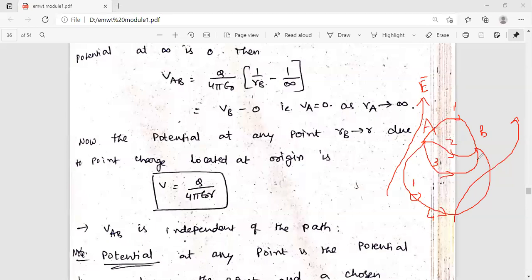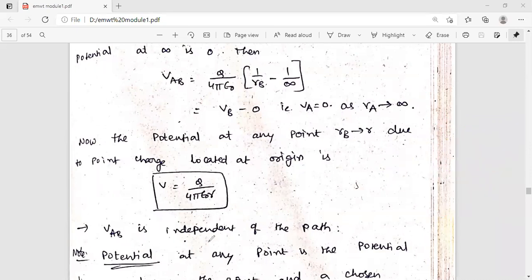Clear? Independent of the path means whether you are moving the charge along path 1 or path 2 or path 3 or path 4, whatever may be the path taken, the potential difference between the two points remains the same. VAB is independent of the path. That is the meaning. Okay, so this is potential.